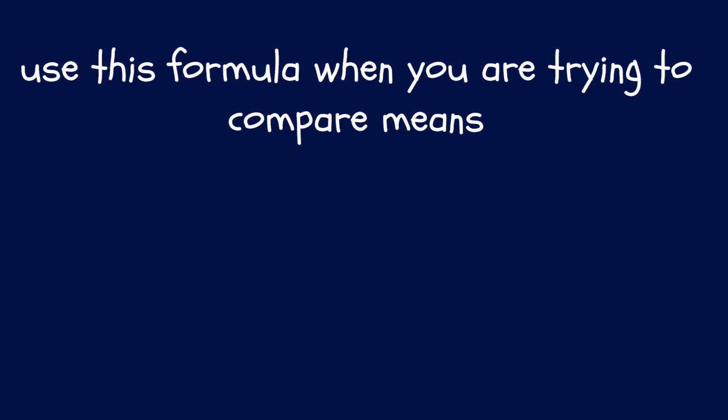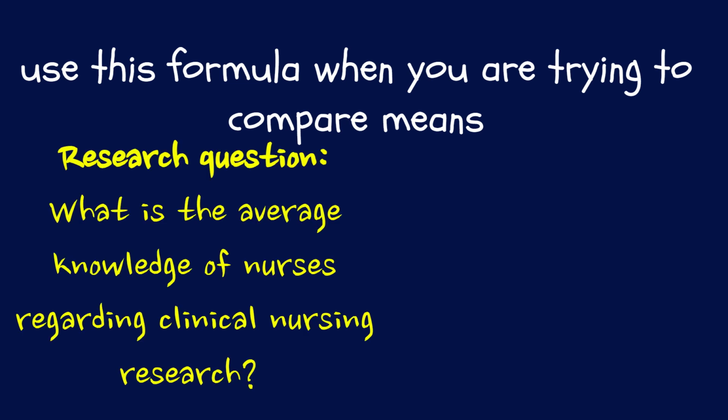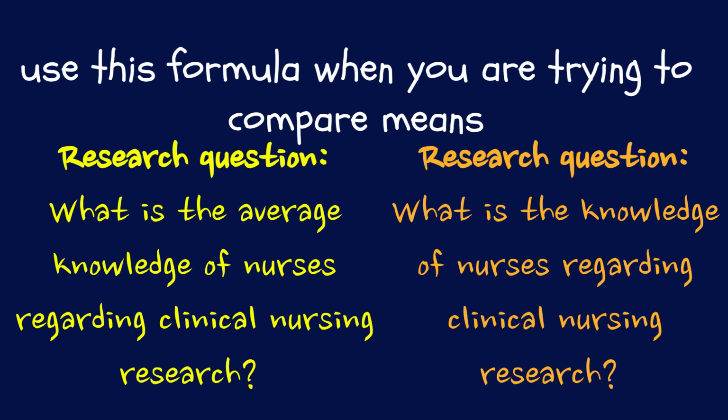And then the third formula I want to talk about is the formula for sample size for mean. You use this formula when you are trying to compare means. For example, if your research question sounds like, what is the average knowledge of nurses regarding clinical nursing research? You are going to use the formula for sample size for mean, because you are looking for an average, we are talking about mean. But then if your research question sounds like, what is the knowledge of nurses regarding clinical nursing research? This has nothing to do with this formula.